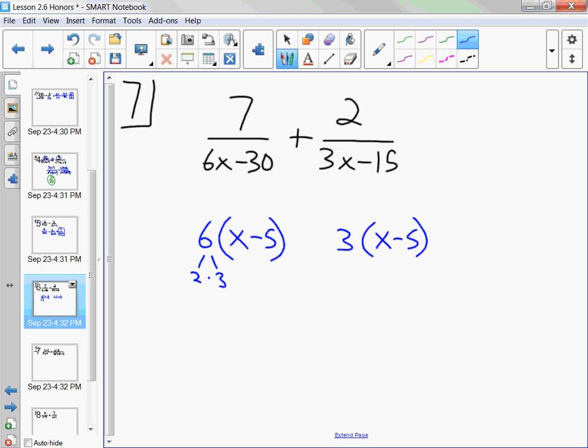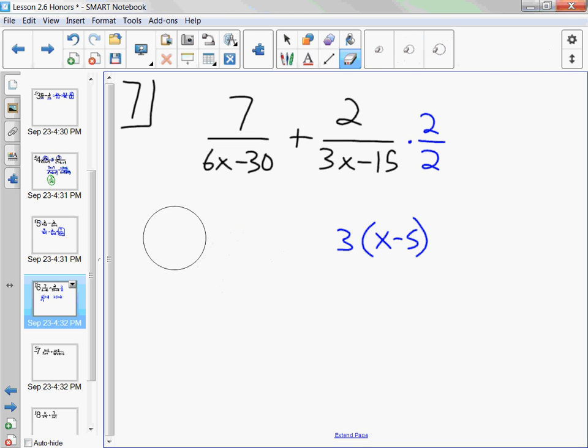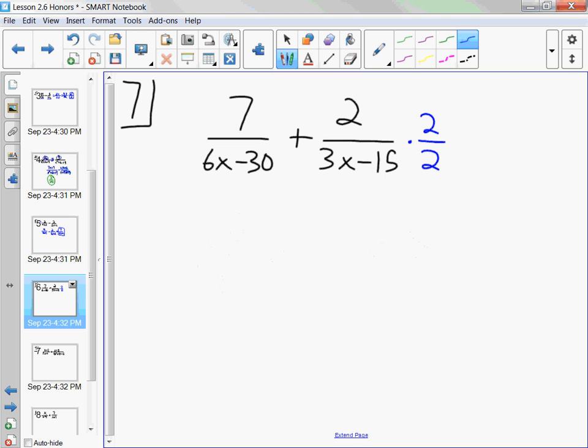So the only thing that's missing is on the one on the right, if I multiply the numerator and the denominator by 2, I will have 6x minus 30 on the bottom, my common denominator. And so that's what I need to do. And just to let you know, 2 divided by 2 is 1, and you can times anything by 1 and not change the value of it. It just changes what it looks like.